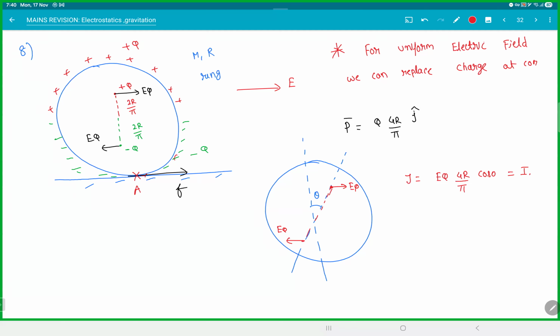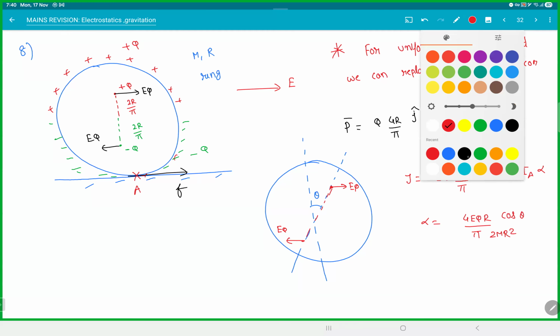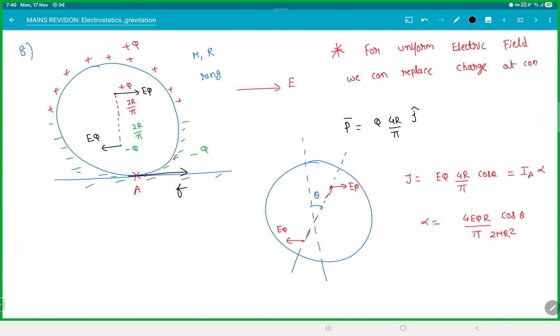That is equal to I_A alpha. There you'll get your angular acceleration, 4EQR by pi. Moment of inertia about A will be, it's a ring, right? mr square plus mr square, 2mr square. So alpha is not constant, alpha is variable here, and these angles are not small angles. So this is not SHM, right? And basically this thing will do an oscillatory motion. So if you actually try to draw the picture there, it would look like this.